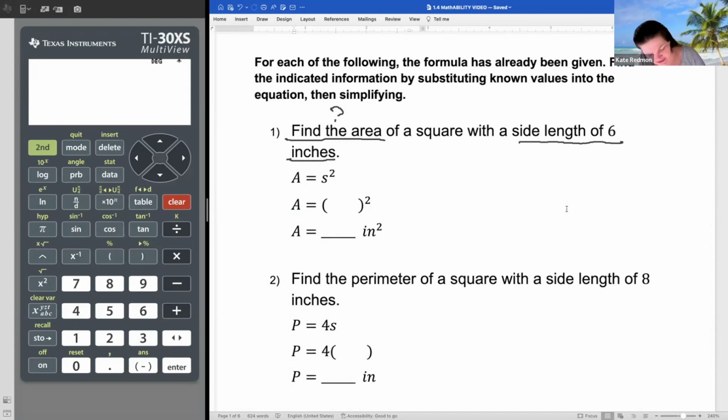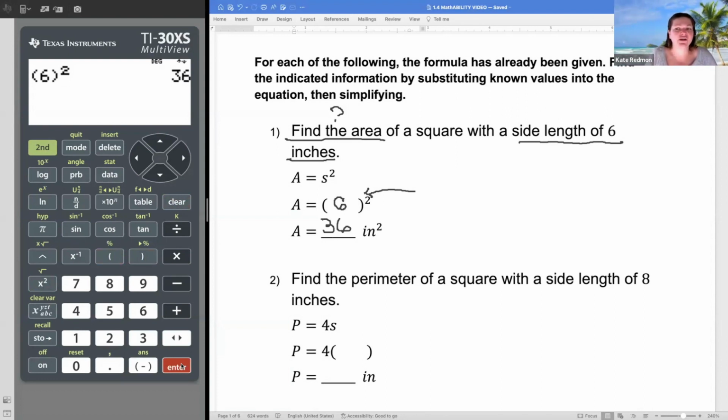S is 6. Now you're going to notice that I put parentheses there for you, and that's because, as we learned last class, whenever you have a square or an exponent, it is a good habit to plug your number in with parentheses. And now all you have to do, you guys, is simplify. And so I'll do that in my calculator. Open up the parentheses, 6, close the parentheses, and square. Enter, I get 36.